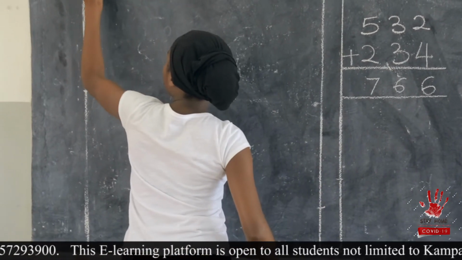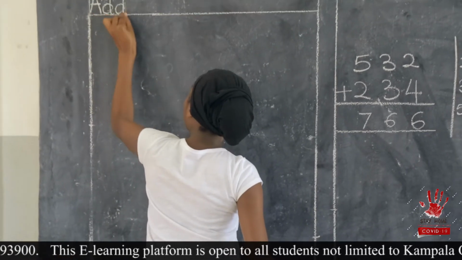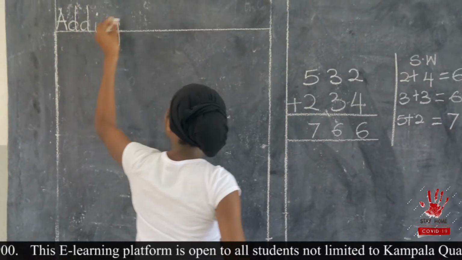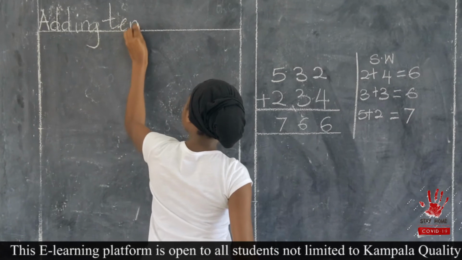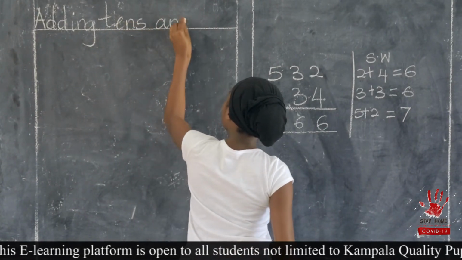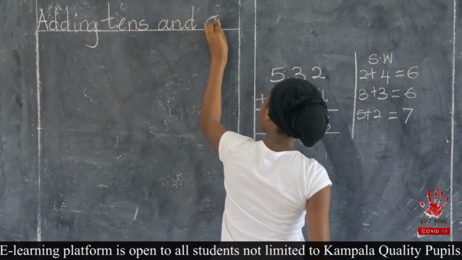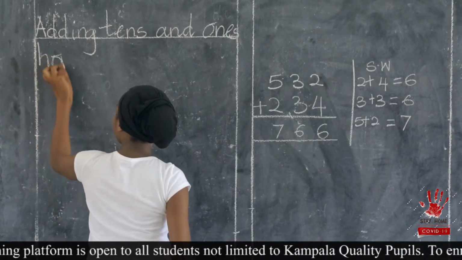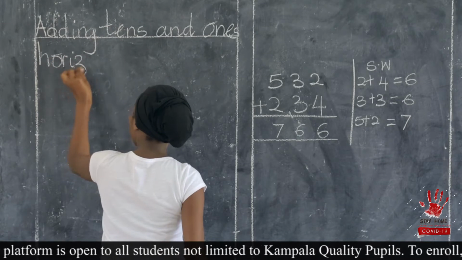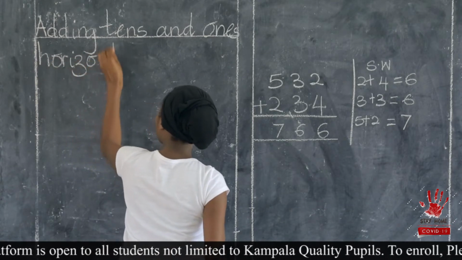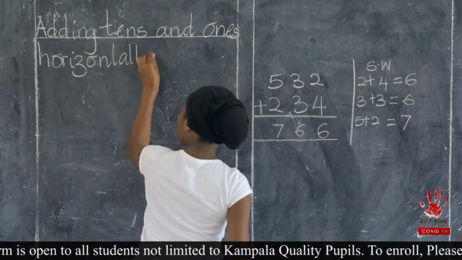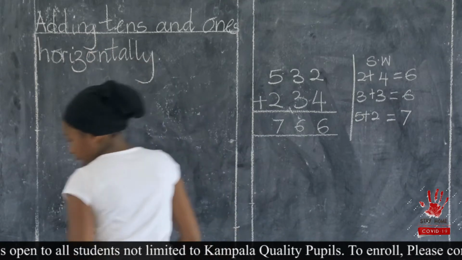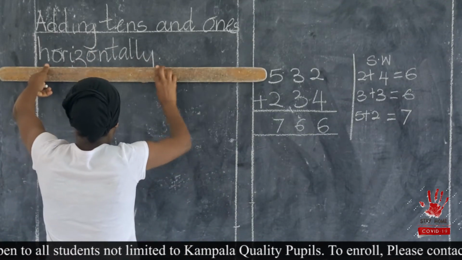Horizontally, we are adding tens and ones horizontally. I told you horizontally is flat. It's being flat. All right, here we are.